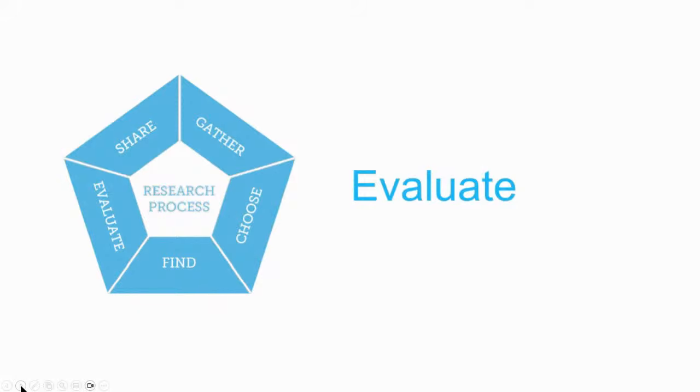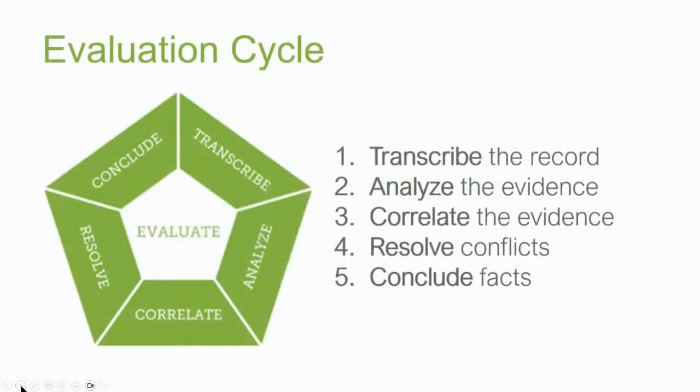After I have found historical records and recorded the information, I need to evaluate them. Like the standard research process, the evaluation cycle can be broken up into 5 parts. We aren't going to talk too much about them in this class, but the steps include transcribe the record, analyze the record, correlate the evidence, resolve conflicts, and conclude facts.